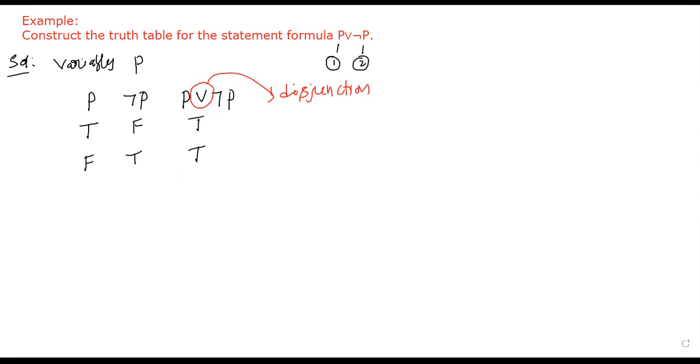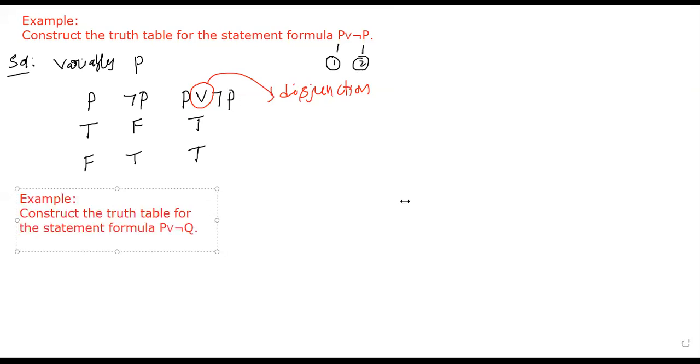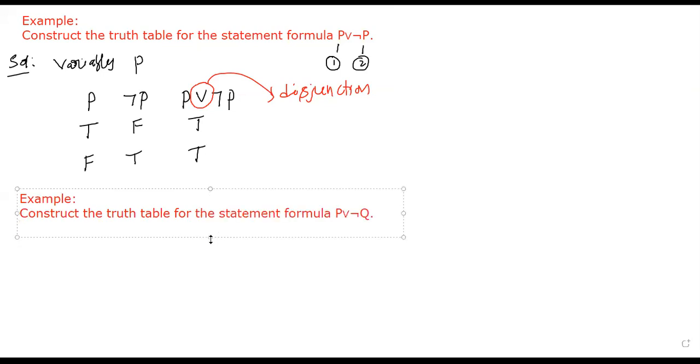Now come to the next problem. Students, these problems are very, very important. These are very, very easy problems. Don't miss them. Everyone should practice well, then you can easily answer every question.